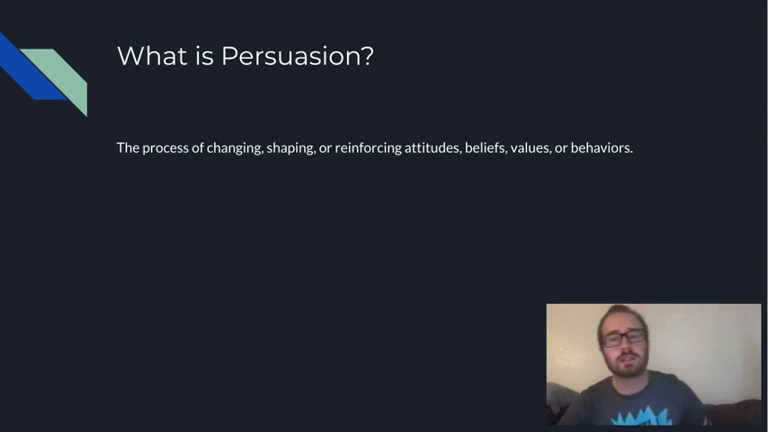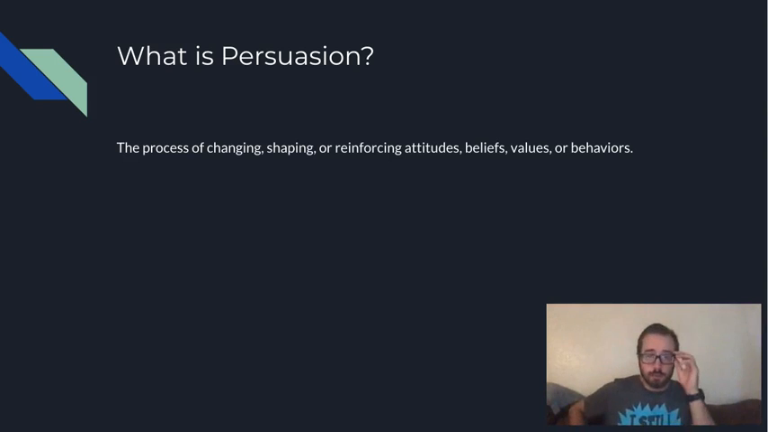So, to get started, the biggest and primary question, of course, is what is persuasion, right? We need a working definition of the term persuasion in order for us to effectively discuss it in depth. So, the definition that we are going to use in this class is the process of changing, shaping, or reinforcing attitudes, beliefs, values, or behaviors, right? So any combination of these words is a type of persuasion, right? So the process of changing behaviors is a kind of persuasion. The process of reinforcing beliefs is a kind of persuasion, right? Et cetera, et cetera. Any combination of these makes up some sort of persuasion.